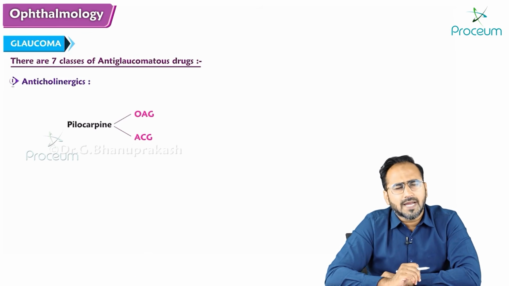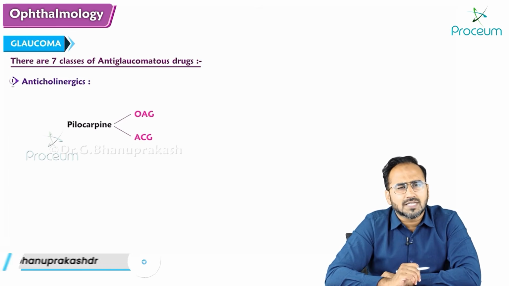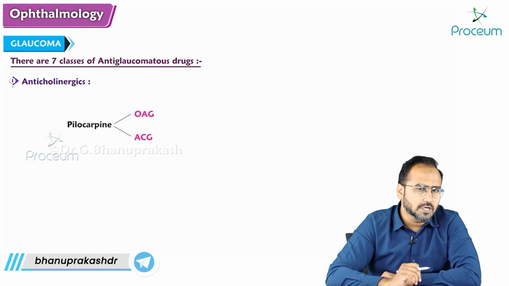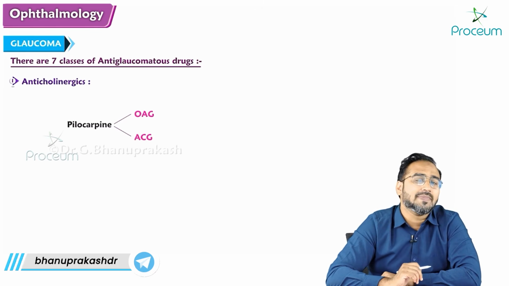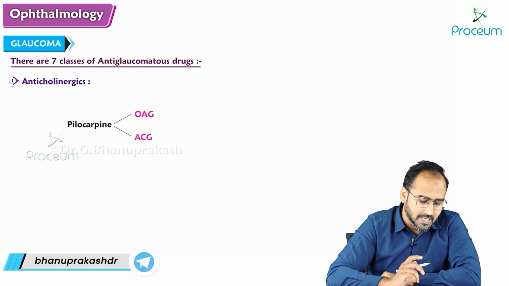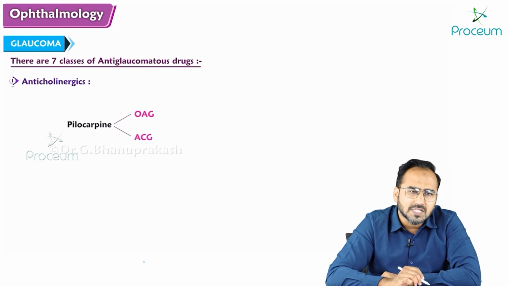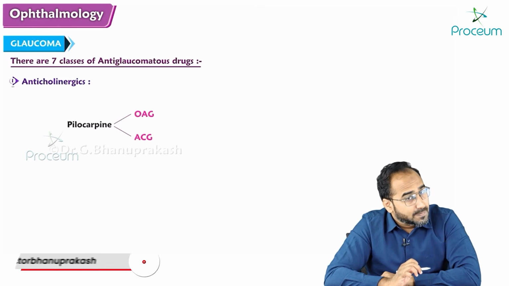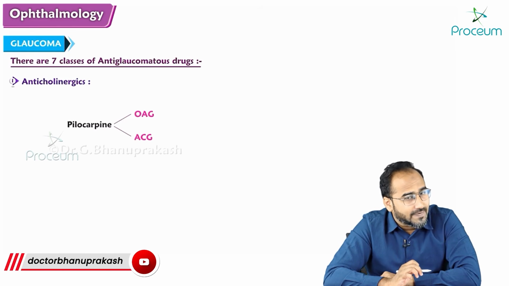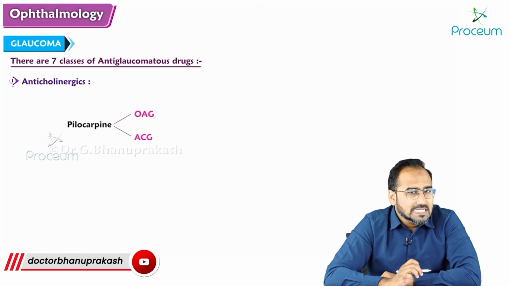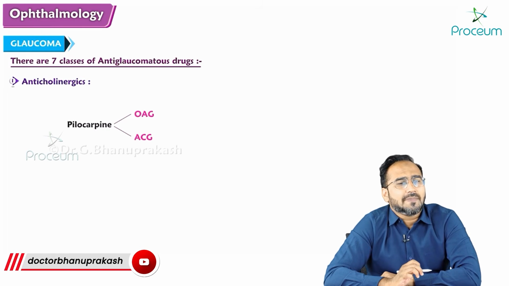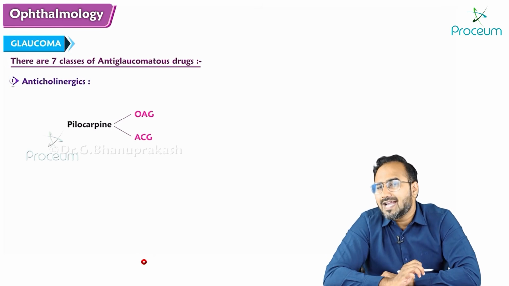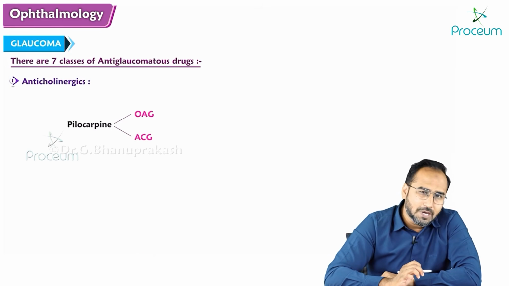Try to recollect in your mind, you will get the answer. Pilocarpine, what does it do? Pilocarpine increases the outflow of the aqueous humor. It can be used for open angle as well as angle closure glaucoma. But this pilocarpine comes with some side effects. What side effects? Never use pilocarpine in a young patient. Why? Because in a young patient, pilocarpine might land the patient into pseudomyopia.